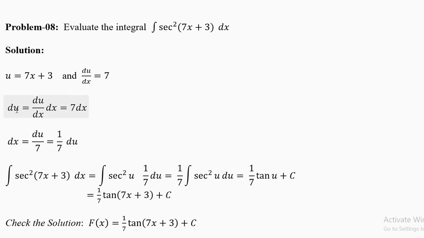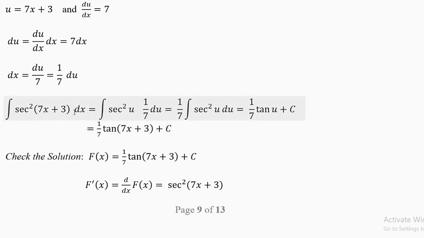Now just remember here, du by dx equal to 7. Take 7 here, take x here. So dx equal to du by 7, which you write as a fraction 1 by 7 du. Now put here dx equal to 1 by 7 du. Again I have kept some space here so that you can see the 1 by 7. It is secant square u, 1 by 7. This 1 by 7 will come out. You will get secant square u du.